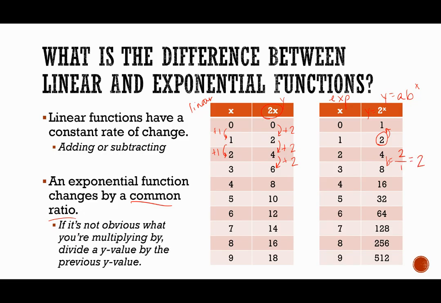Well, in this case, it's 2. So every time I divide a y value, let's say it's 128, by its previous y value, 64, I should have the same result. And I do. It's 2. So what that is telling me is that my common ratio is 2. So from one y value to the next, I am multiplying by 2 every single time.